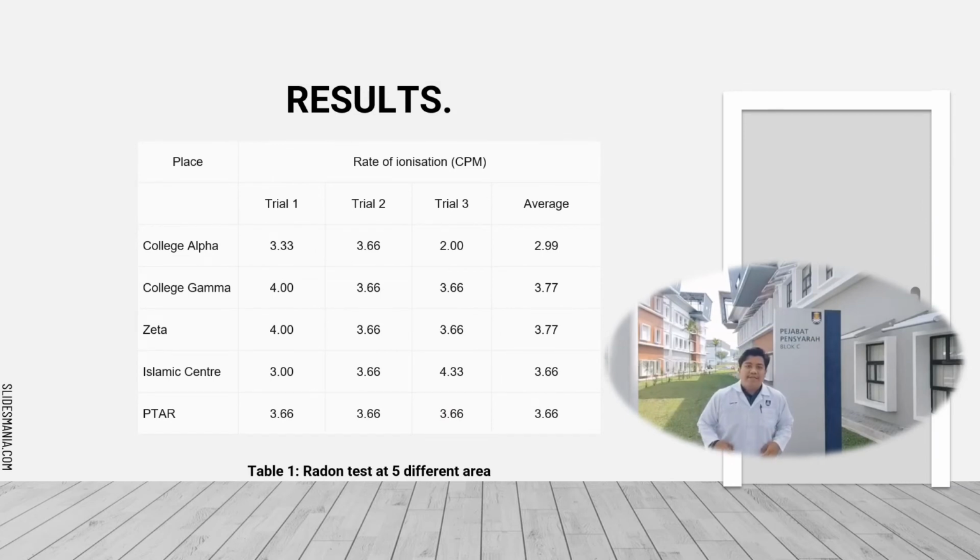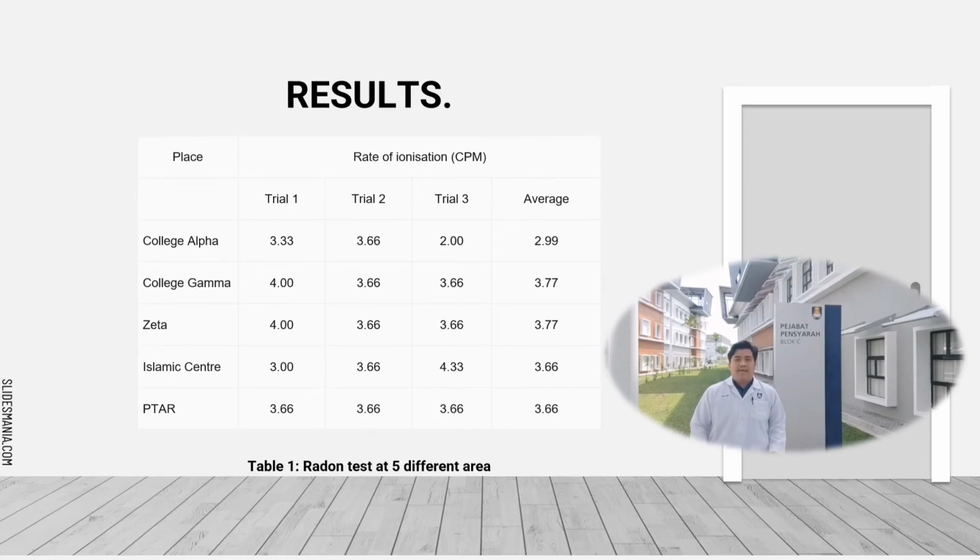Next, for the result and analysis for part 1, as you can see, we take 3 trials for each building. The average rate of ionization for College Alpha is 2.99, for College Gamma is 3.77, for Zeta building is 3.77, for Islamic Center 3.66, and for Pita 3.66.